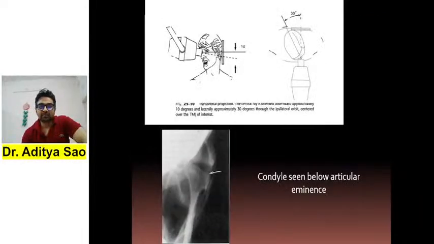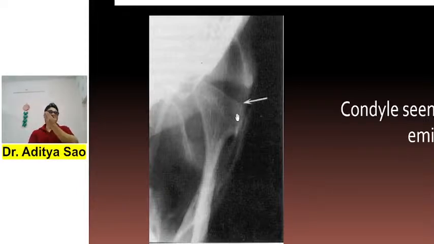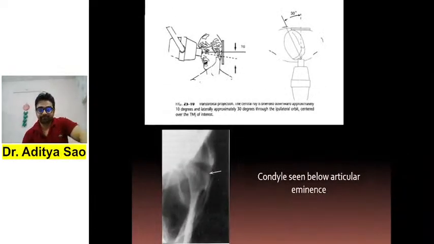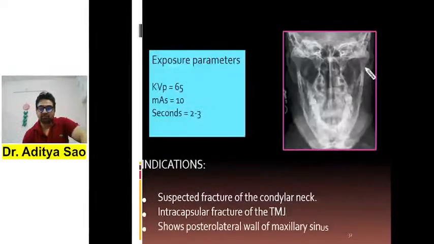Now the Zimmer projection, this is very important. This is your Zimmer projection. It shows the anterior view of your condyle, the mediolateral view of the condyle. Very important in the fracture of the condylar neck. Next is your reverse Towne's view. Again, it is for the condylar neck. Okay, this area.